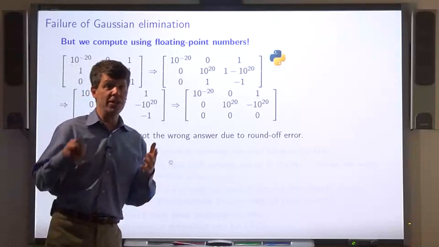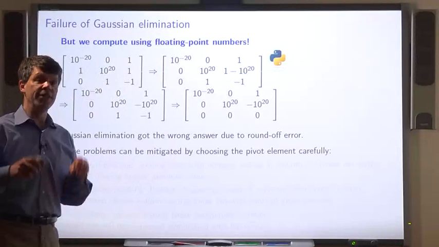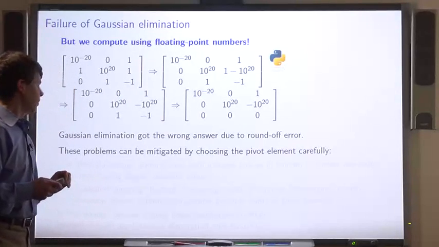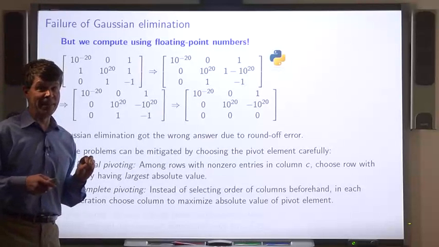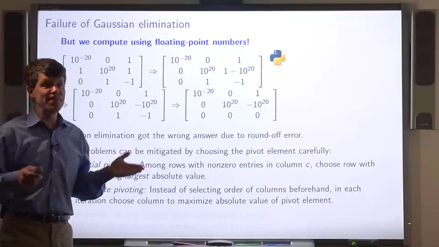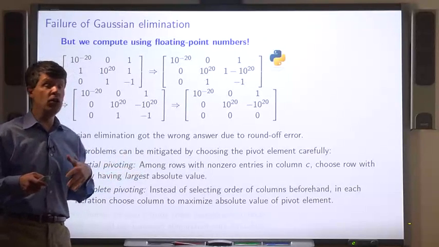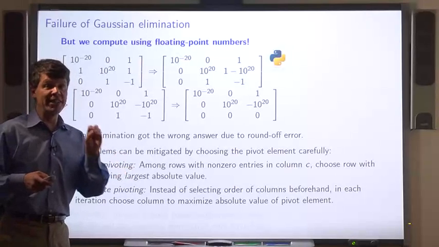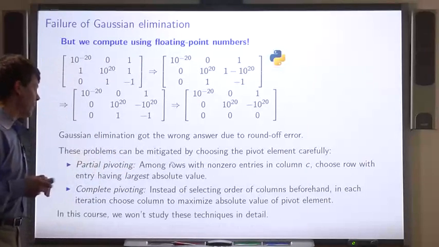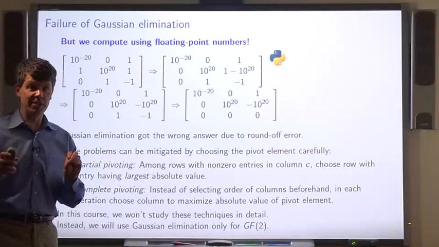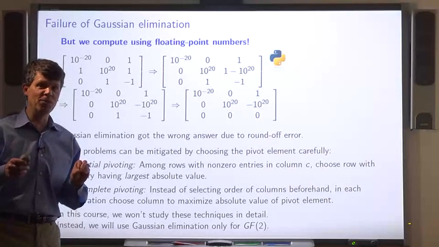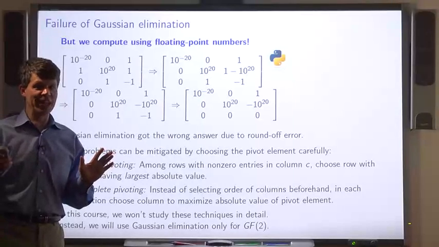Now, all of our algorithms are subject to such errors. There is a way to help Gaussian elimination get the right answer. According to partial pivoting, the algorithm should select among the rows remaining whichever row has the element of largest magnitude in the current column. Complete pivoting means that the order of columns can't be decided in advance, and that the algorithm should search among all remaining rows and columns to find the entry with largest magnitude. Now, these are a bit complicated to implement. We won't study them. Instead, we'll see how Gaussian elimination is used when the matrices are over GF2, in which case we don't have any rounding errors to worry about.